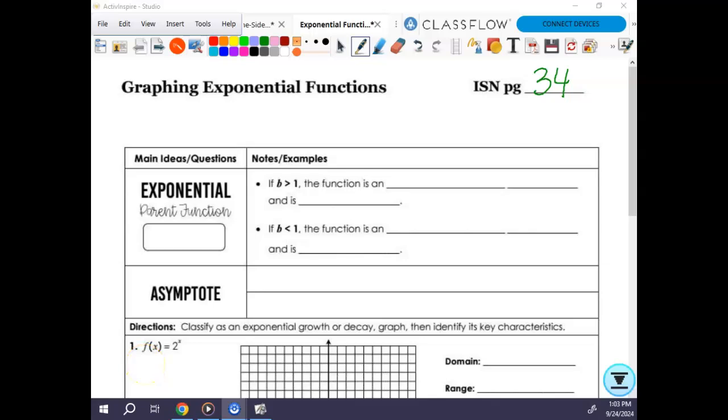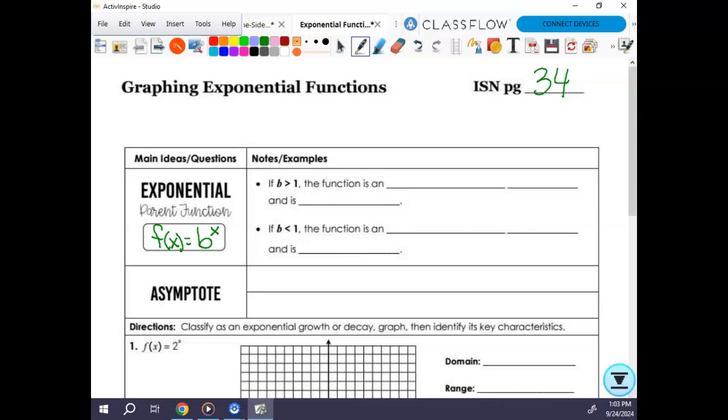So, your exponential functions. Our parent function looks like this: f of x equals b to the x power. And b is a number, x is the variable. Okay? That's the base of your exponential.